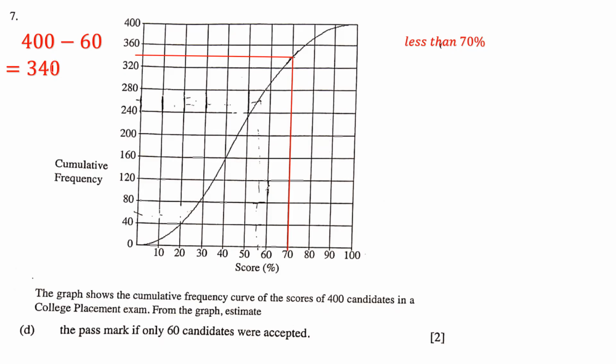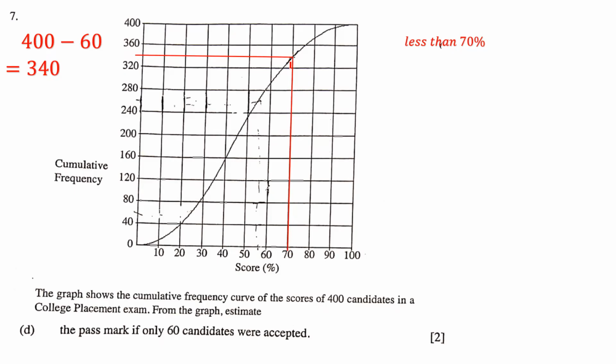So 340 right there. Let's go on our graph and let's find 340. 340 should be about here. If we correspond it to our curve and we go down, we have 70%. So what is this telling us? This is telling us that 340 students achieve less than 70%.